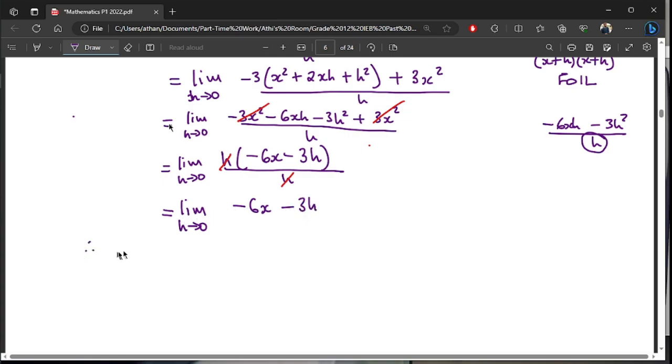Now I can substitute. When I substitute, I will say therefore the derivative is equal to negative 6x minus 3, and then substitute in the value of h, which is 0. Once you substitute the value of h, you do not write the limit part. Therefore, the derivative now from first principles will be equal to negative 6x.